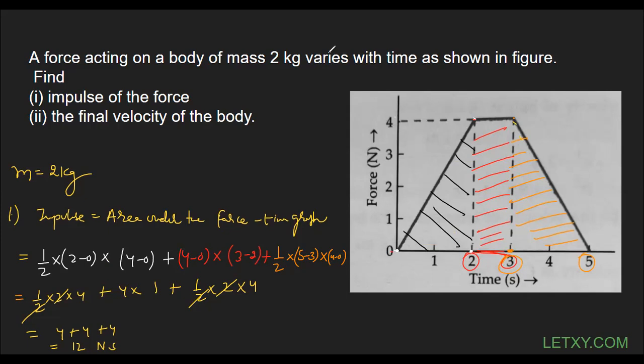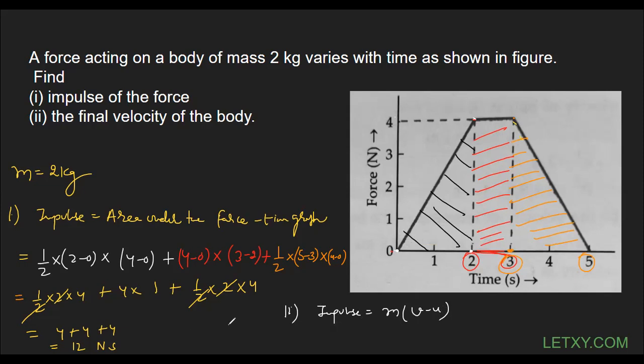So let's talk about the second part of the question. The final velocity of the body. There is a formula: impulse is equal to mass into final velocity minus initial velocity, right? We need to find out the final velocity. But what about the initial velocity? Is it given to us? You can see initially in the beginning, when the time is 0, the force is 0. So we can say the body is not moving at all. So when the body is not moving, we can say that u is equal to 0, right?